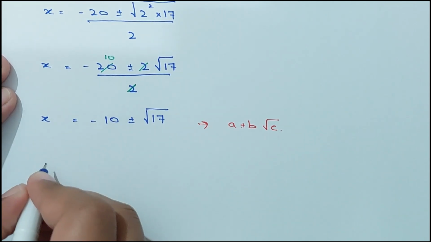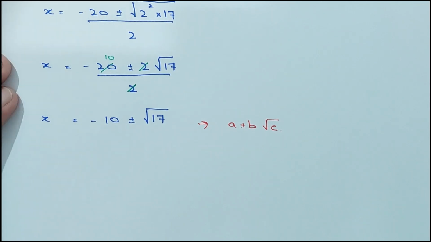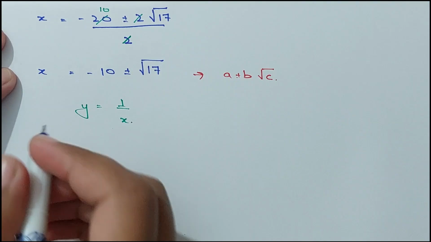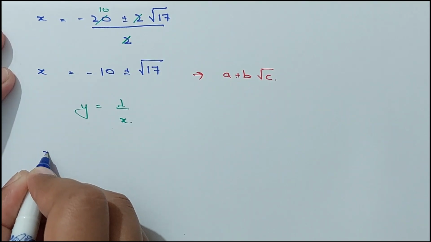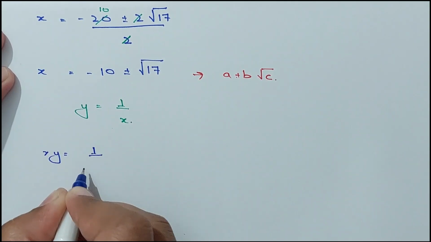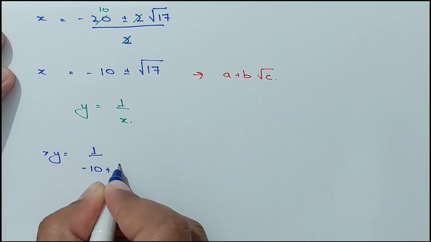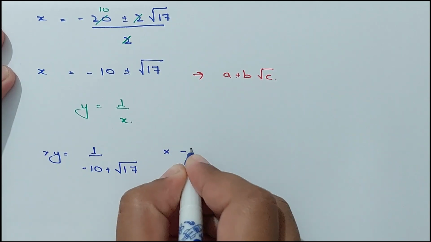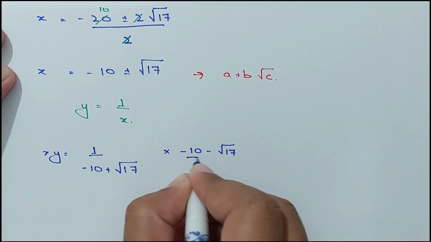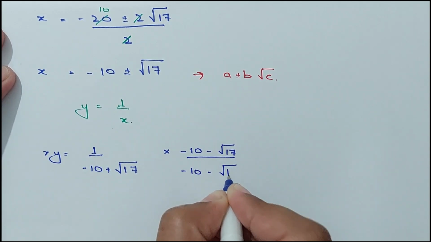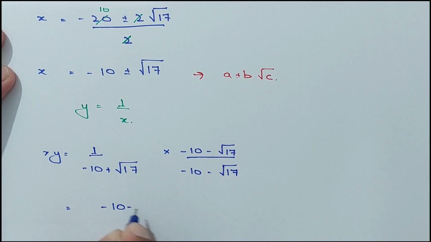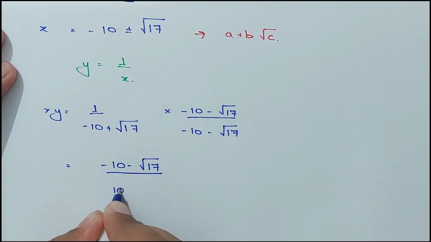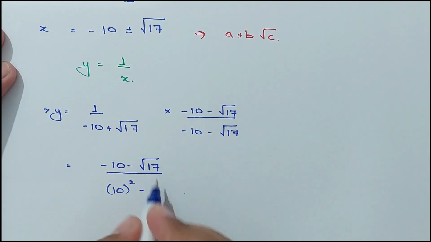Now let me substitute that x value into the y equation. The y equation is y equals 1 over x. That is my y equation. Now substitute the x over here. So y is equal to 1 over x, which is minus 10 plus root 17. Let me substitute with the positive one first. So we have to rationalize it by taking the conjugate of the denominator, negative 10 and negative root 17, multiplying and dividing. Now here we have minus 10 minus root 17 over, this is minus 10 and minus 10, this would be negative 10 square and negative root 17 square.